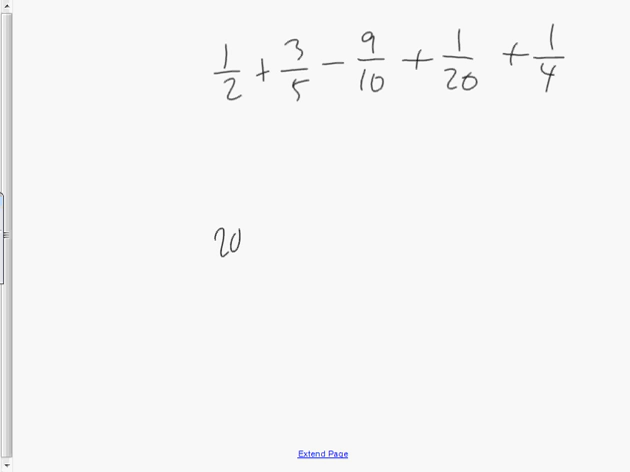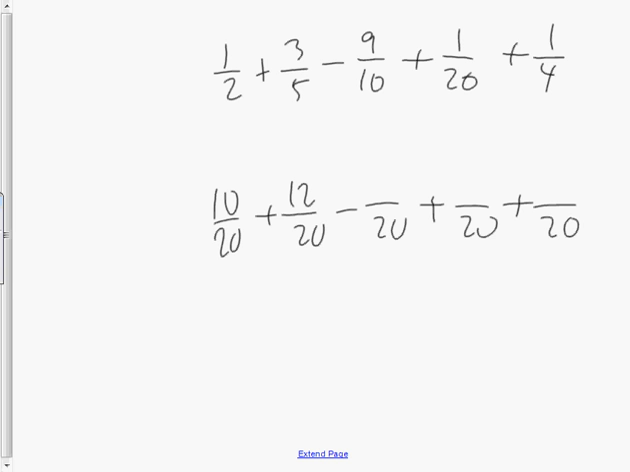And your last question, question 30, says 1/2 plus 3/5 take away 9/10 plus 1/20 plus 1/4. The easiest way to do this is to think of all of these fractions and the multiple that all the denominators share. The multiple that all the denominators in all 5 of these fractions share is the denominator of 20. So you can make equivalent fractions with 20 as your denominator. This will be 10/20. This will be 12/20. This will be 18/20. This will be 1/20. And this will be 5/20.